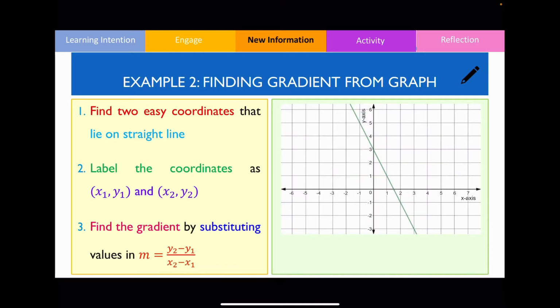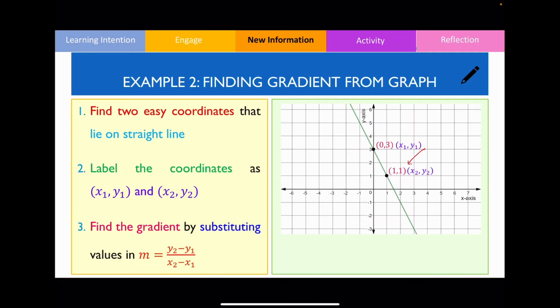So in this example over here, notice how they don't give you those labeled coordinates. So what we'll do is we'll have to find two coordinates that lie on the line that are very easy for us to work with. So the very first one in this case over here is I could be using these coordinates which I've identified. I could use the y-intercept and this coordinate over here. So once I've identified two coordinates, I'm going to label them as x1, y1, x2, y2. And therefore substitute it in.